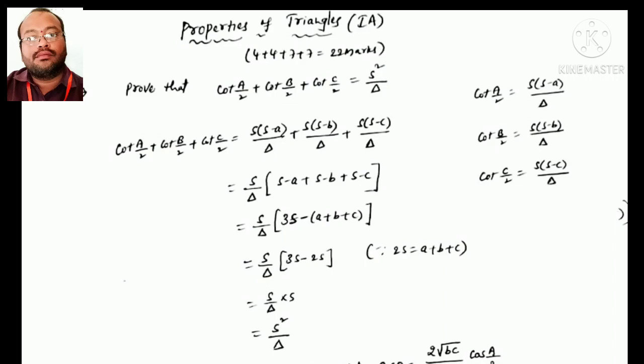So cot A by 2 we can write this as S into S minus A by delta. A ఉంటే S minus A వస్తుంది, B ఉంటే S minus B వస్తుంది, C ఉంటే S minus C వస్తుంది. So we replace that values. S by delta common తీస్తే మనకు 3s minus of a plus b plus c వచ్చింది. A plus b plus c is nothing but 2s. So 3s minus 2s we can get s square by delta. Like this we can prove, this is very important for 4 marks question.